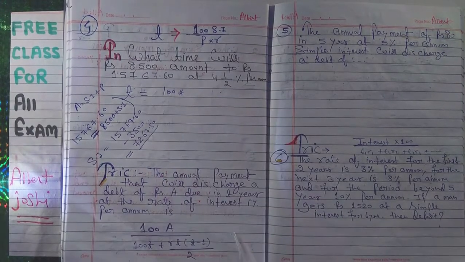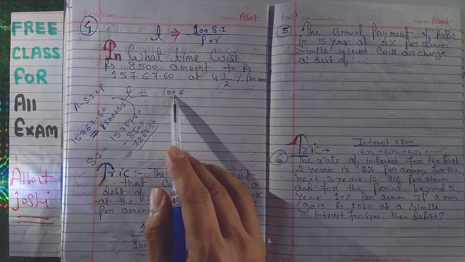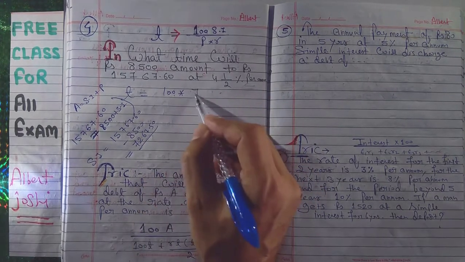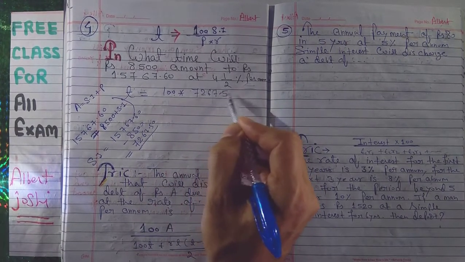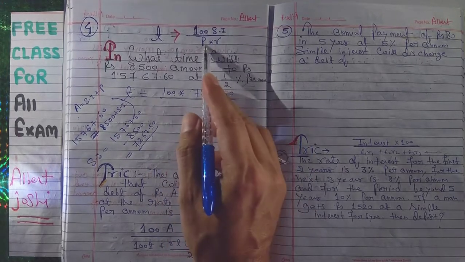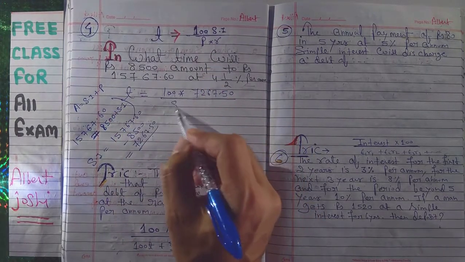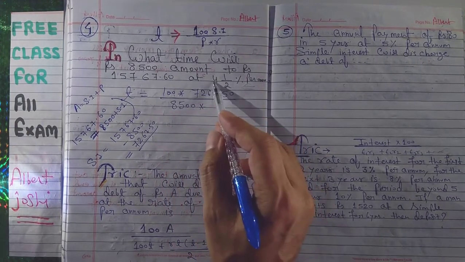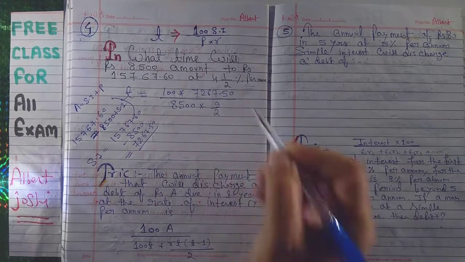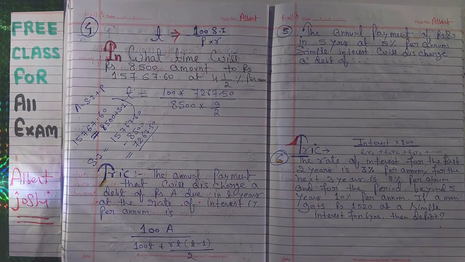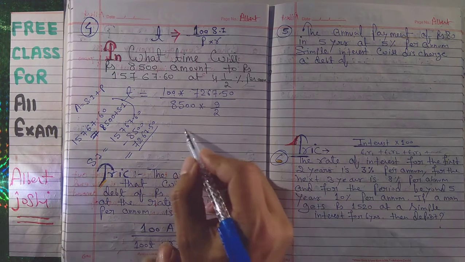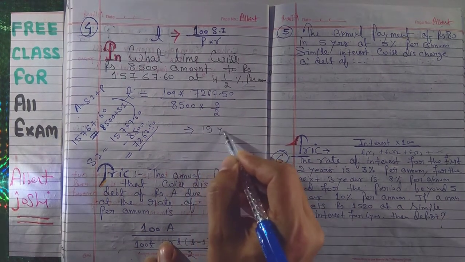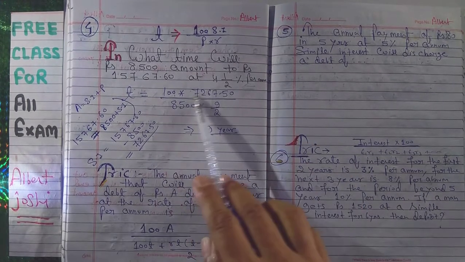If you solve, it will be approximately 7267.50. Now in this formula, T is equal to 100 into 7267.50 upon your P, which is 8500, and R is 4 1/2, which is 9 upon 2. If you calculate, then your time will be 19 years. That is your task to complete.